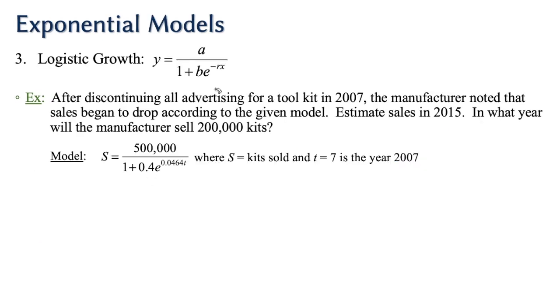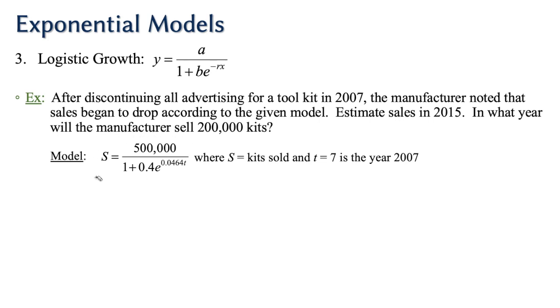Now let's look at an example of logistic growth. Here we're given the model, and the situation is that there is a discontinuing of advertising for this toolkit beginning in 2007. The manufacturer noted that the sales began to drop, and this is the model that shows that drop. We want to estimate the sales in 2015, and then figure out in what year the manufacturer will end up selling 200,000 units, or kits, in this case, toolkits.